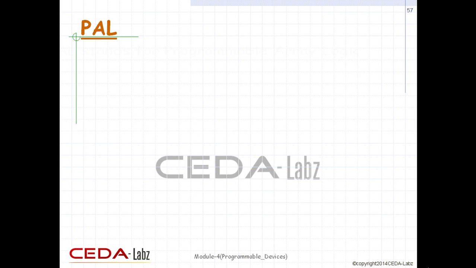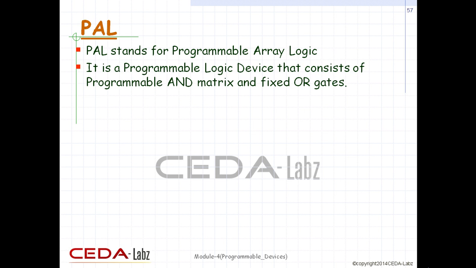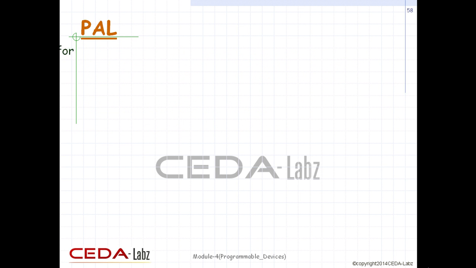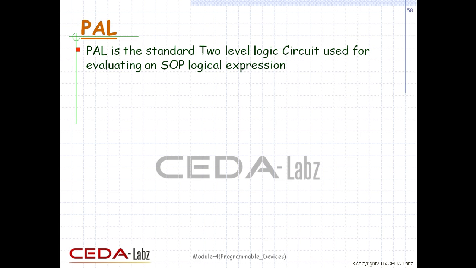The next type of programmable logic device we are going to discuss is programmable array logic. PAL stands for programmable array logic. It is a type of programmable device wherein the AND plane is programmable, whereas the OR plane is fixed. In PAL, we can implement small logic circuits, but for large circuit implementation, we don't prefer PAL. Programmable array logic can be used as an alternative of PROM. The logic is implemented in the form of sum of product form in PAL.